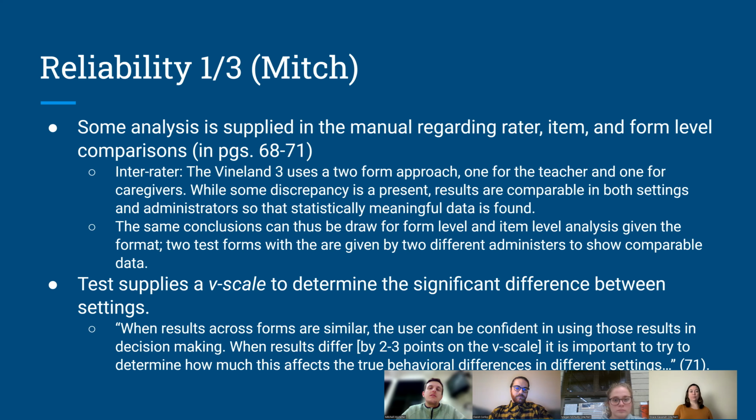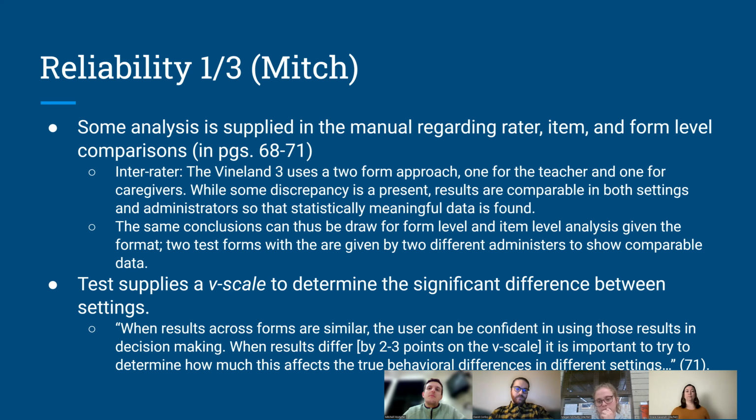So again, the forms are not exactly the same for teachers and parents, but you can look at the two forms and see that there's comparative results, which gives it some reliability. The other thing that I would add is that this test, the Vineland 3, uses an additional scale, the V scale, to determine the significant difference between the settings.